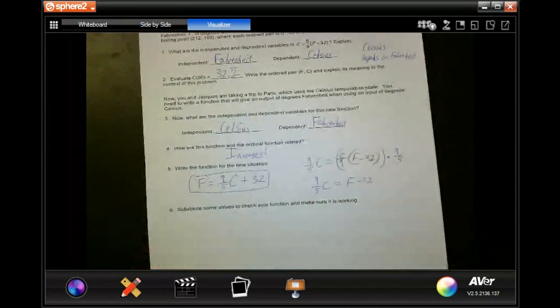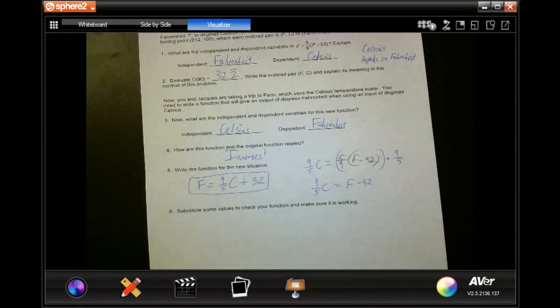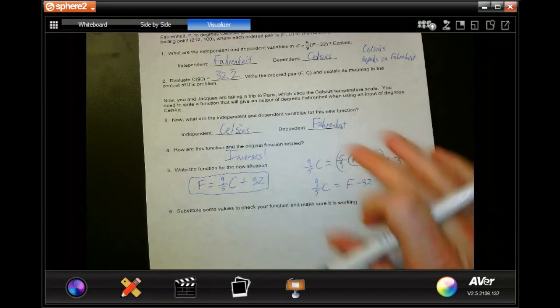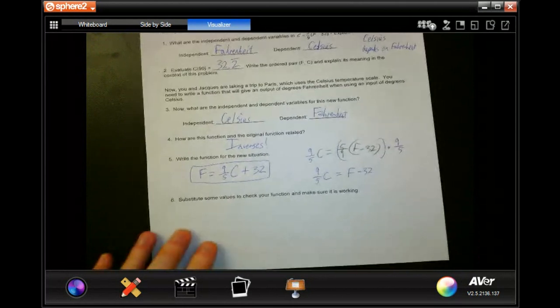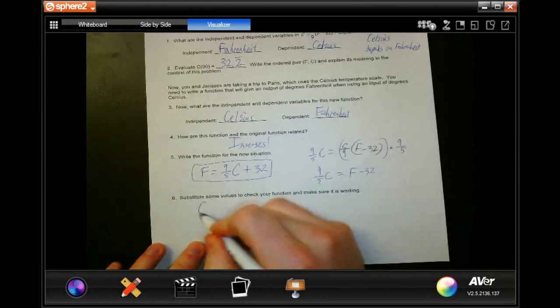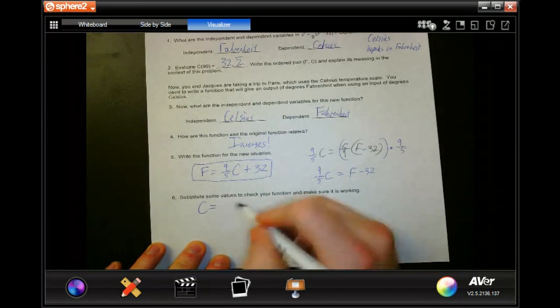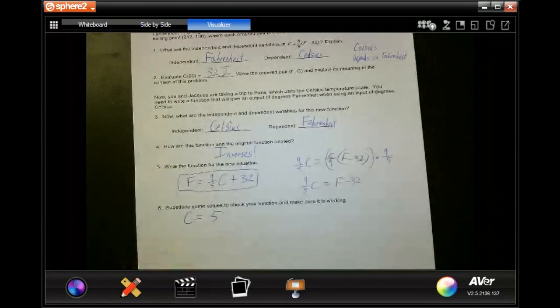So there's your function for the new situation, because you're going to be inputting Celsius now. So Celsius is going to have some stuff done to it. And you guys have probably seen these formulas in your science classes. That's the third or fourth time I've mentioned that. It says substitute some values to check your function and make sure it's working. So I want you guys to put in 5 for C. Let me know what that yields in the chat box in just a moment.